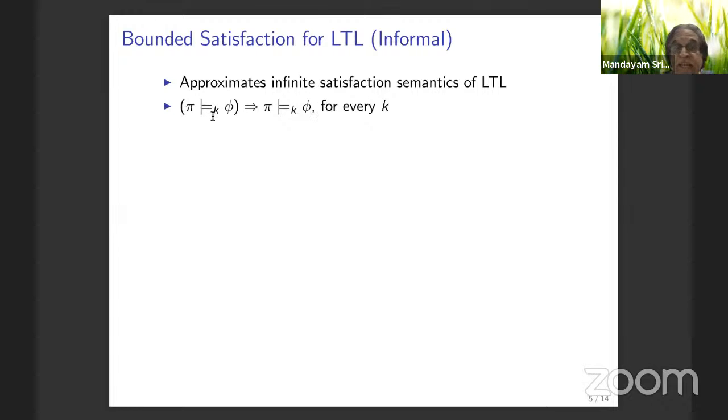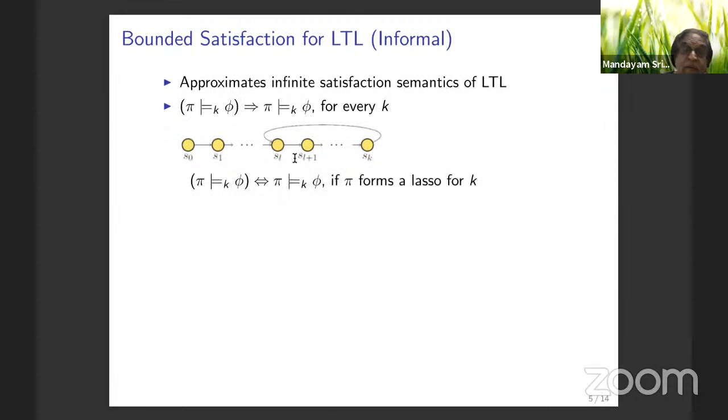But if the bounded satisfaction is false, then you cannot say whether it is true on the infinite path. In general, this is how it is defined, and in that sense it approximates the infinite satisfaction semantics. But if you know that the path is a lasso, then the way we define the bounded satisfaction ensures that it is true both ways.